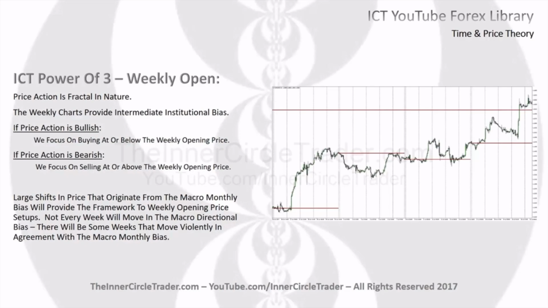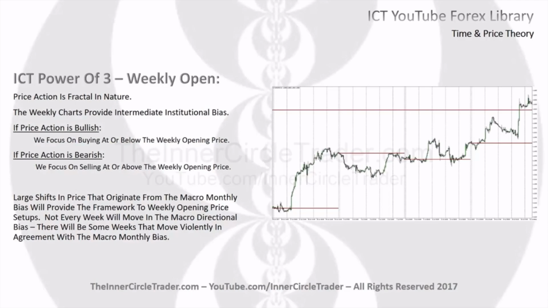Well, if we go through this specific idea with weekly opening price, again, price action is fractal. And what we would see on a monthly basis, we would expect to see that same thing on a weekly basis. So the weekly charts provide an intermediate institutional bias. That means it's not a long-term bias, but it's not short-term either. So it's a pretty good time frame to look for swing trades or even a little bit longer-term, short-term trades, not just 1 or 2 day trades in duration. Longer-term, like 2 weeks to a month, this is the perspective you want to be looking for to get those types of setups.